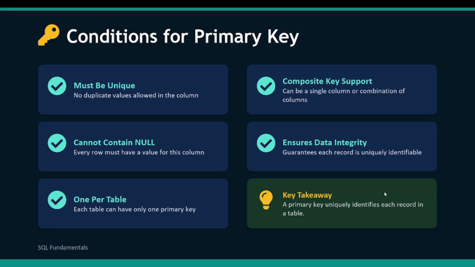Finally, the overarching purpose of all these conditions is to ensure data integrity. The primary key guarantees that every record in the table is uniquely identifiable at all times, which is the foundation of reliable and consistent database design. The key takeaway is simple. A primary key is the unique identifier of every record in a table. It must always be unique. It can never be null, and each table can have only one.